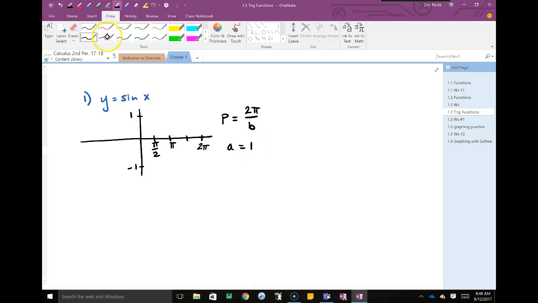So who remembers what a sine function looks like? Where does it start? Where does it end? It starts at the origin. Good. It goes up to a max at the first increment, which happens to be pi over 2. It's going to come back and cross halfway between its period, hit a minimum halfway between those 2 increments, and come back to where it started.